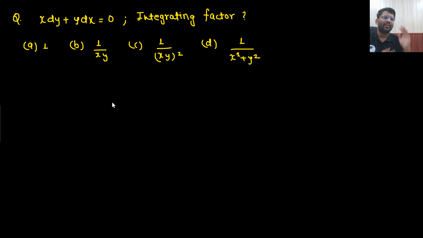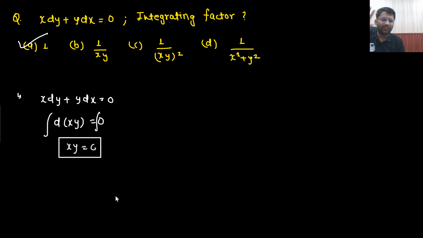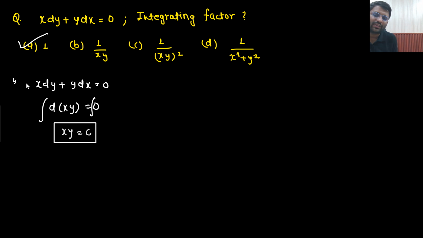Let's see this question. Integrating factor you need to tell. Very straightforward. x dy plus y dx equals 0. It could be written as d of xy equals 0. On both sides I will integrate. What answer will I get? xy equals constant. If I multiply with 1 on both sides, am I making my equation easier? Yes, you are making your equation easier. It is already easy.